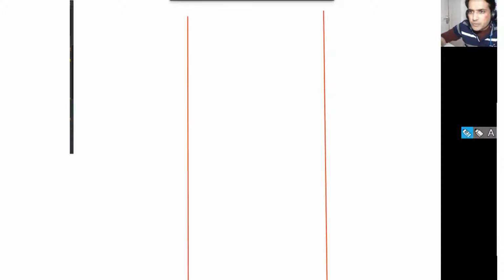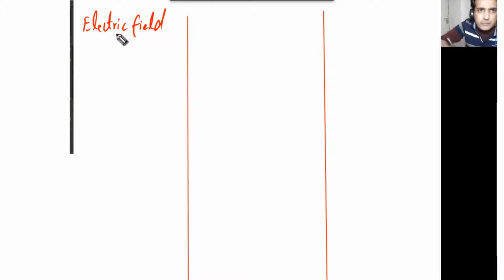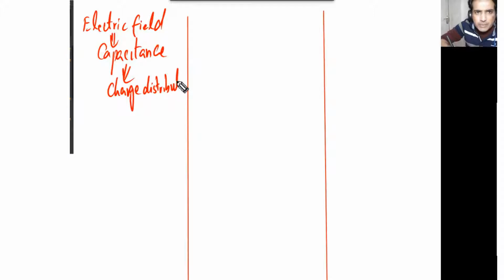Let me explain to you first of all what we will cover in this class. First of all, we will cover electric field. So these are the objectives for this class. We will cover electric field. Then we will go to capacitance. Then also we will talk about charge distribution. There are some points you need to understand about charge distribution. These things we will cover in today's class, and also we will do some questions from past papers.